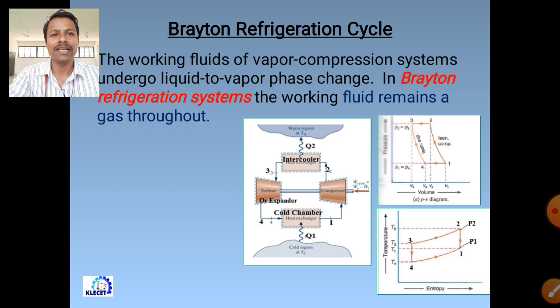The Brayton cycle in gas power cycles we have already studied. If we operate the Brayton cycle in the reverse direction, it will act as a refrigeration cycle, or Bell-Coleman refrigeration cycle. It uses gas as a working fluid, that is, the refrigerant.